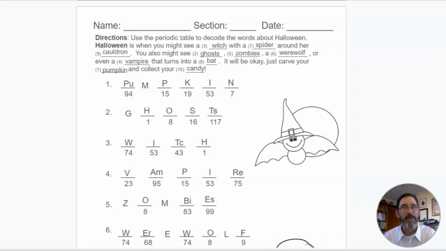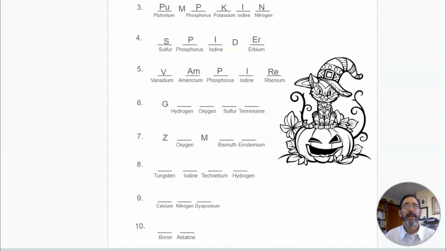Let's turn our papers over and finish the back. And here we are on the back of your paper, looking at number 6. The first element name is hydrogen.